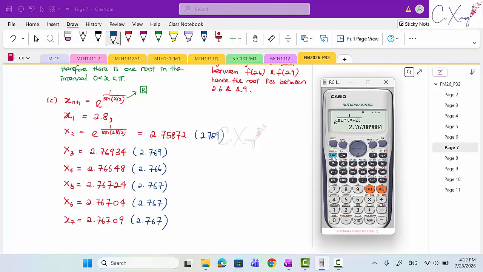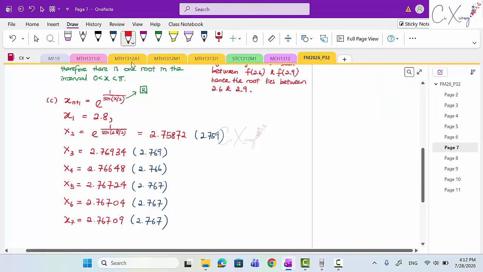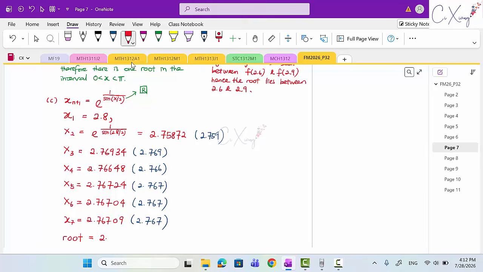So if you don't want, then you just double confirm one more value, 2.76709. Then press equal sign, and you get 2.76708, which is still 2.767 as the 3 decimal place answer. Okay, so maybe for the last iteration, you don't need to write all. Okay, then I confirm that the final root correct to 3 decimal place is 2.767.